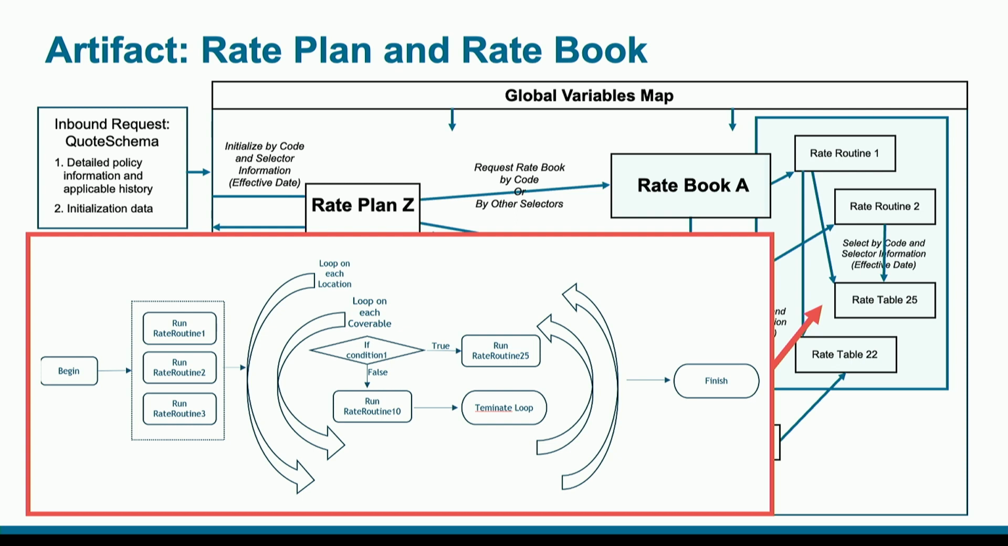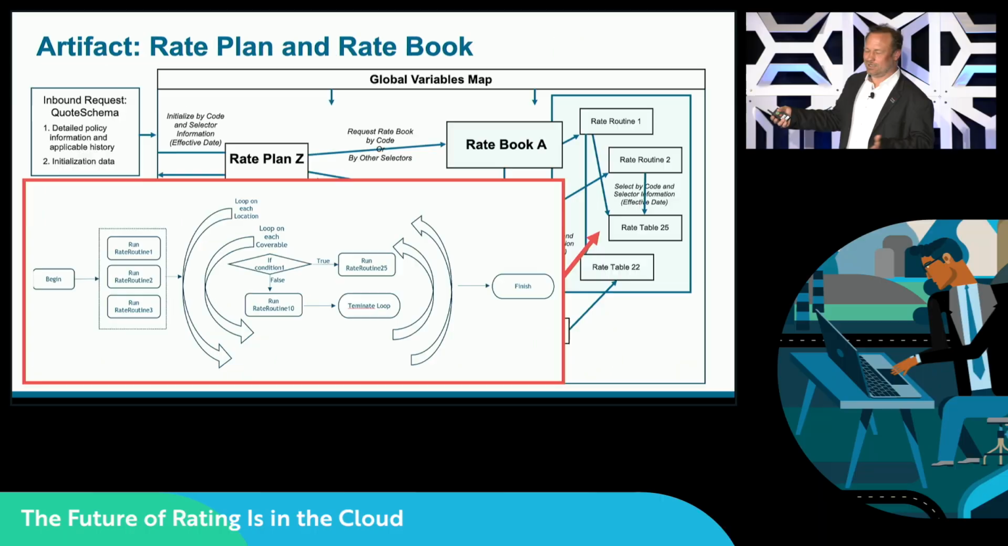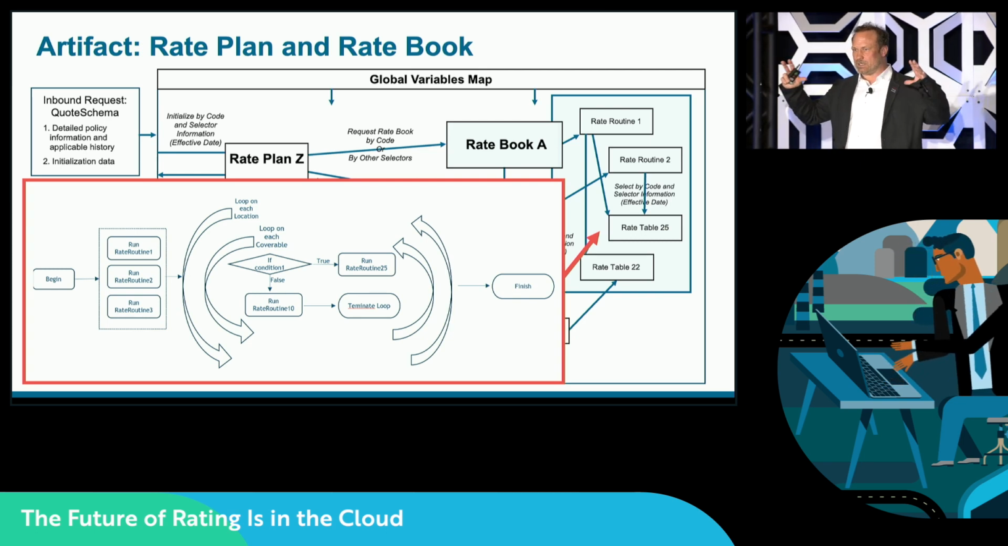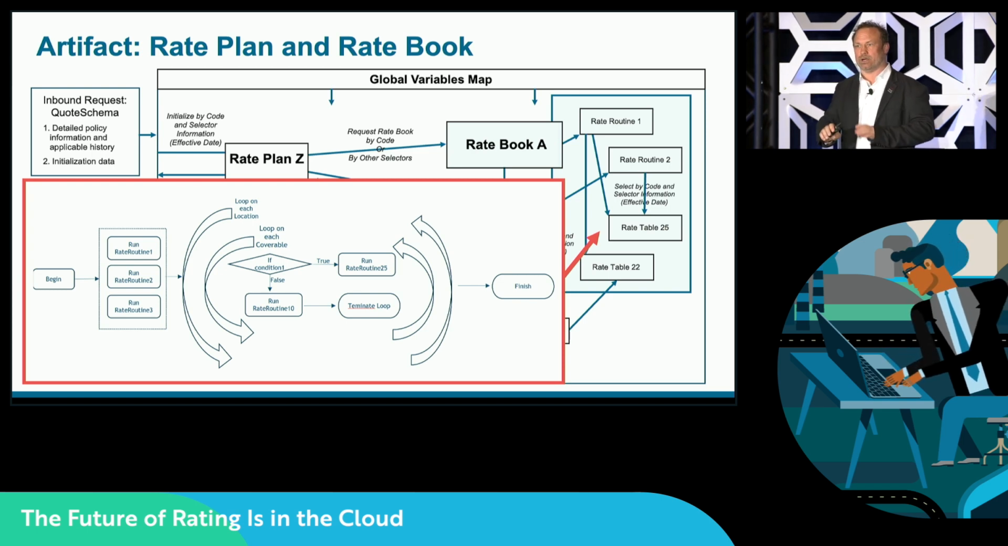So what this is showing is our pseudo diagram that eventually will become a UX. We run these 3 rate routines in parallel. Then we start a loop on each location, and inside that location we go on each coverable, and then we do some conditional logic, and we either run rate routine 25 or we run rate routine 10 and terminate. So it's just showing that what we're going to do is build these things diagrammatically, and then you're going to hook your logic components into the diagrams.